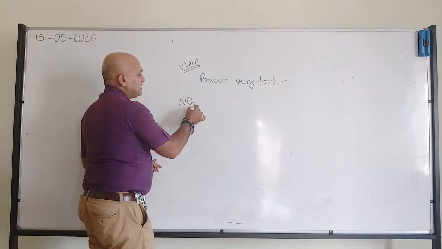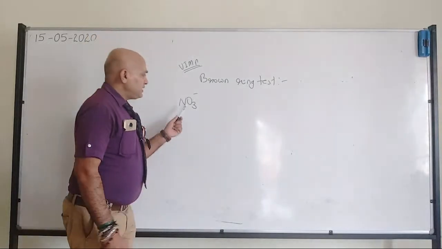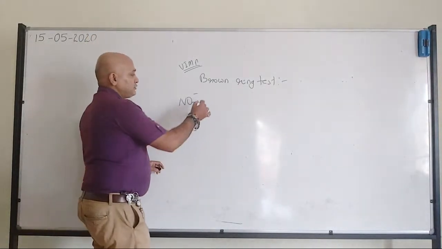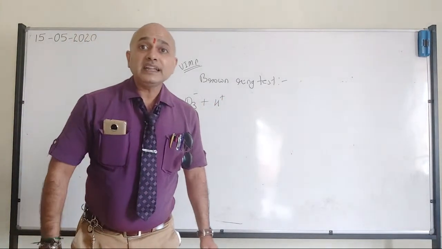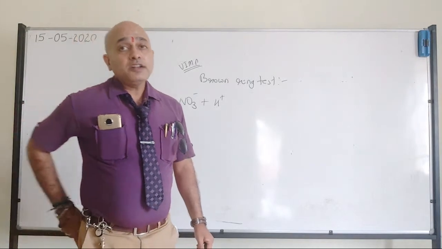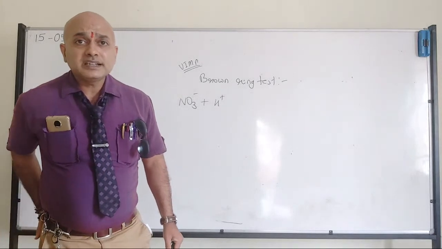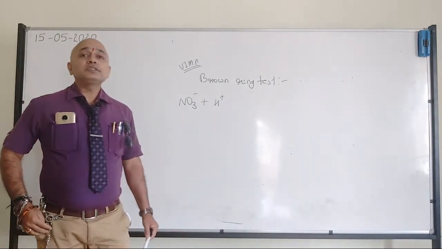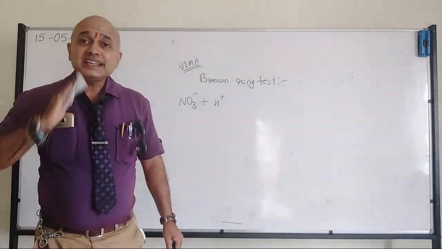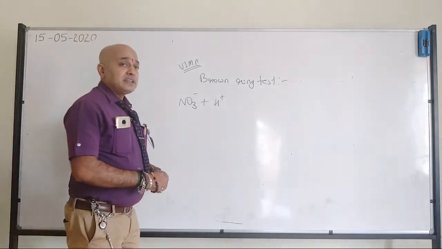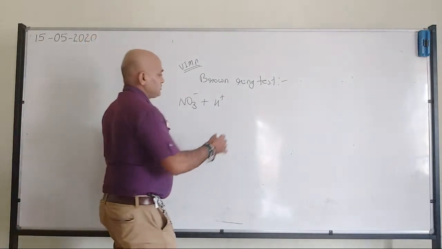Now we have nitrate. We'll go with the ionic equation. If you take HNO3, that's fine. But anyway, HNO3 will be dissociated as H+ and NO3-, because nitric acid is a very strong acid. It will not remain as HNO3. When it is added to water, it will immediately dissociate as H+ and NO3-. Please remember, this reaction can be carried out even in the presence of sulfuric acid.